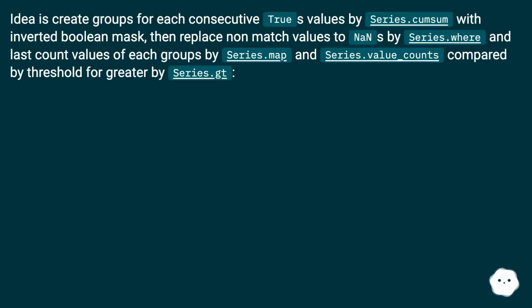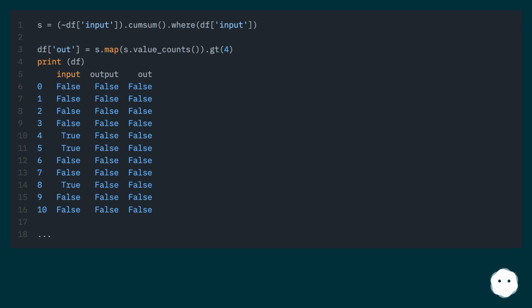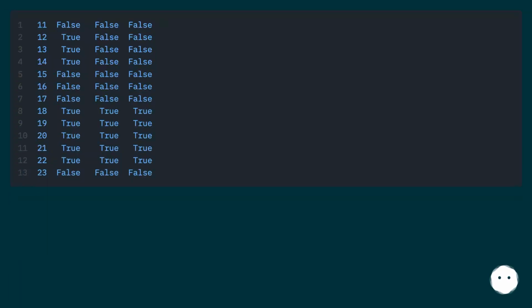Idea is to create groups for each consecutive True values by Series.cumsum with inverted Boolean mask, then replace non-matching values to NaNs by Series.where, and last count values of each group by Series.map. In Series.map, the value counts are compared by the threshold for greater using Series.gt. Details.